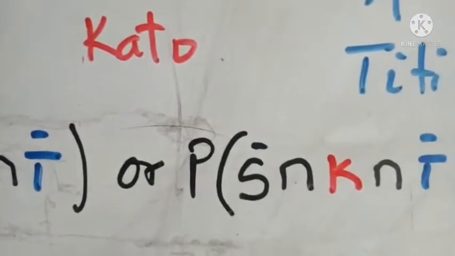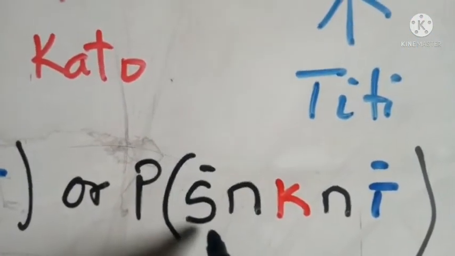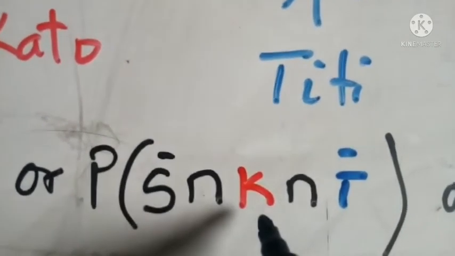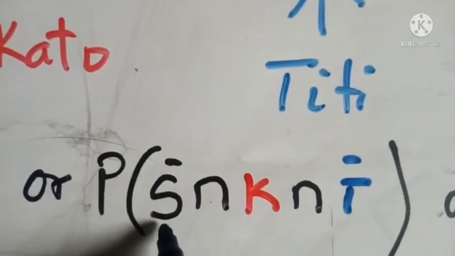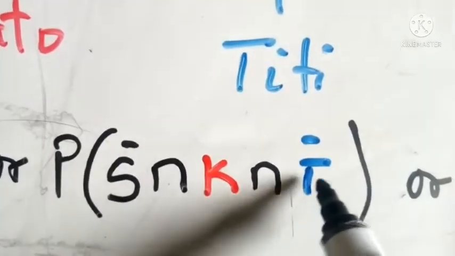Or we have another option. If Sunny did not hit the target, then Keto can hit the target, right? Keto will hit the target because there are only three. If Sunny did not hit the target, then Keto hits the target, and the last person will also not hit the target.